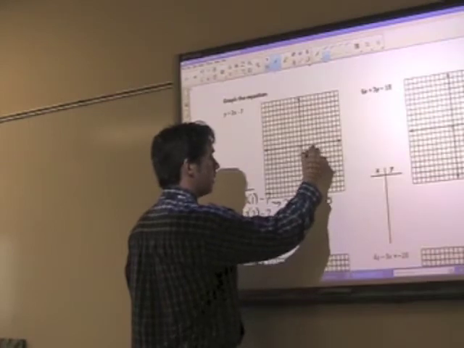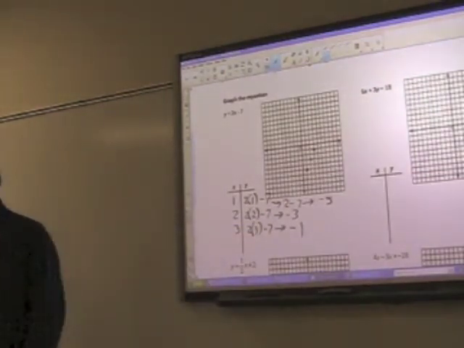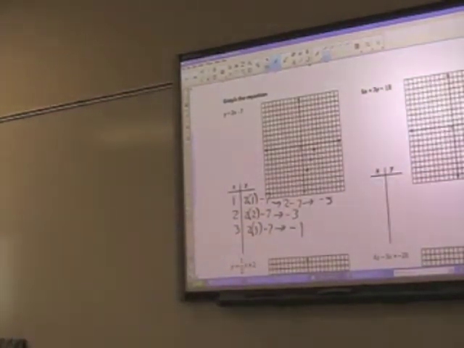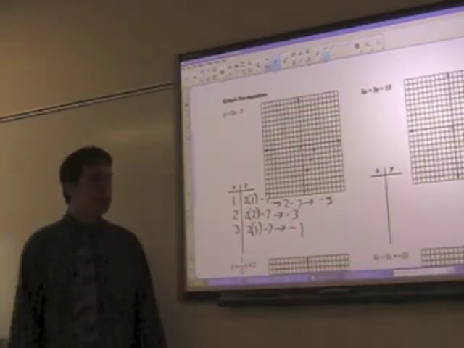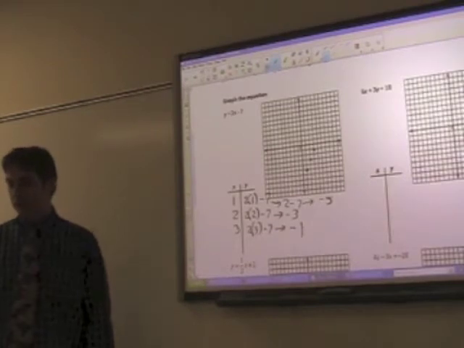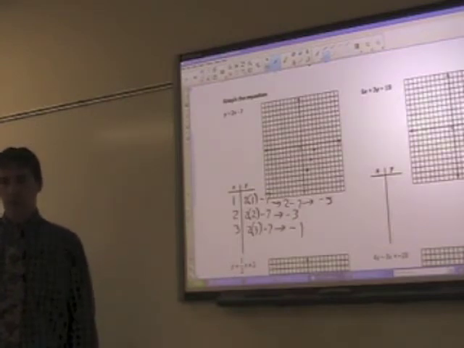3, -1. You guys discovering a pattern yet? It's going down by 2. Not quite. Going up by 2. It's going up by 2. Oh, yeah. You see that? Yeah. Up by 2 and over by 1. So every time you step 1 to the right, you're going how many up or down? 2 up. You're going 2 up, right?